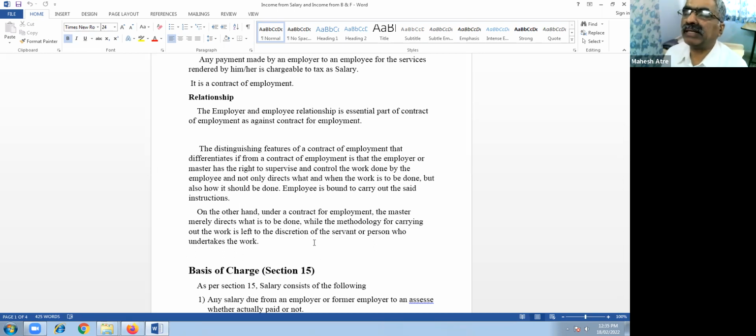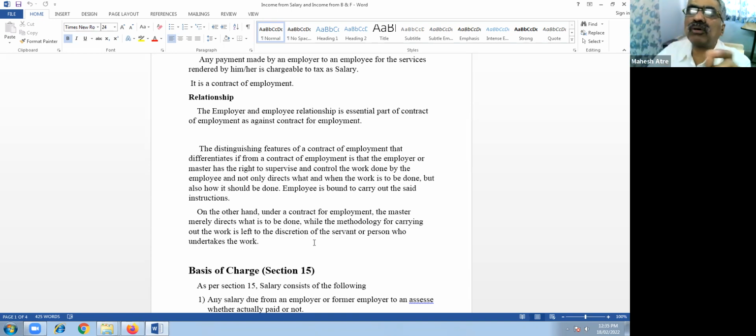Now take the case of painting. Suppose office painting or college painting work is there. Are you going to call that painter an employee of the college? No. Why? Because it is a contract for employment. That painting is to be done for, suppose, two rooms, and the painter takes some amount, maybe 20,000 per room. So 40,000 is the total amount payable by the college to the painter.